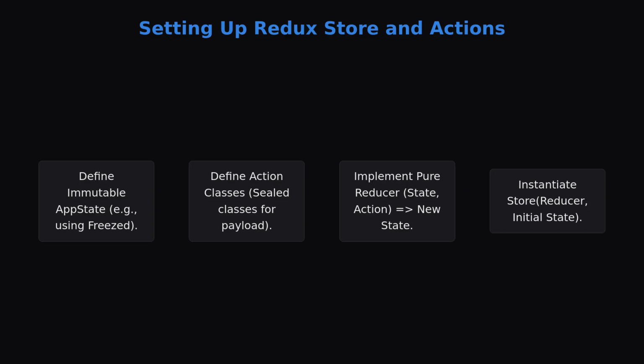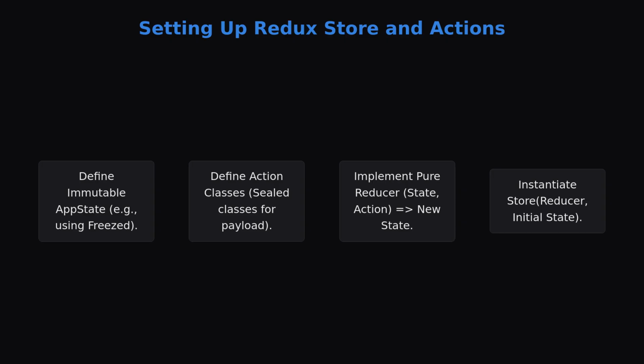The core store object is instantiated by providing the root reducer function and the initial state object. Actions are simple classes that describe the intended state transition. We often use sealed classes for actions to carry necessary payloads efficiently.